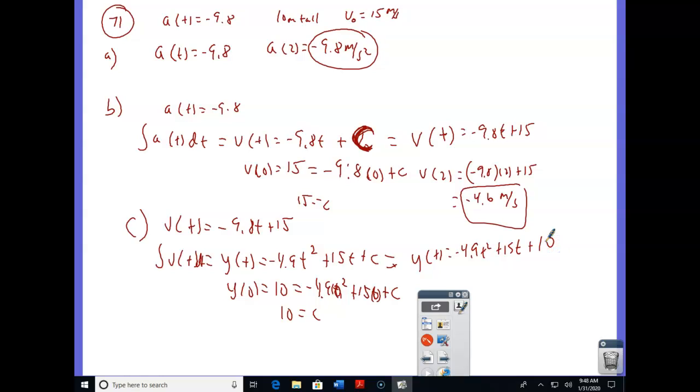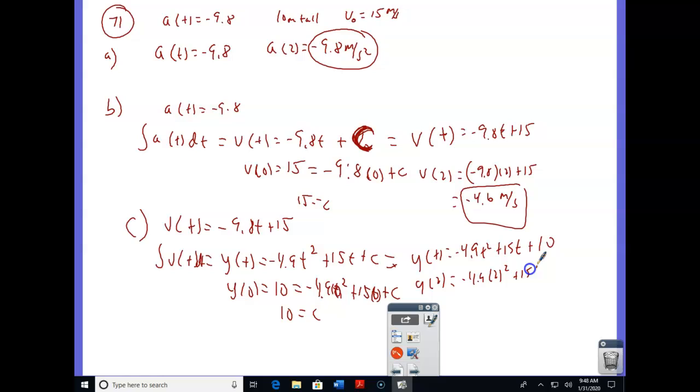Recognize this, Mr. Cross? d equals 1/2 a t squared plus v naught t plus c. More of that in just a moment. Okay, and then if I want to find it at 2, I think it says find it at 2. That's negative 4.9 t squared plus 15 times 2 plus 10. Negative 19.6 plus 40 is 20.4 meters.